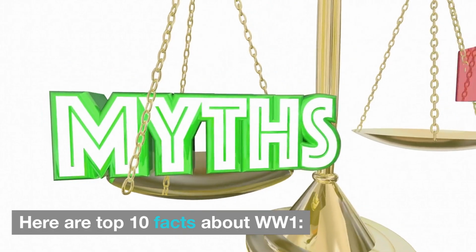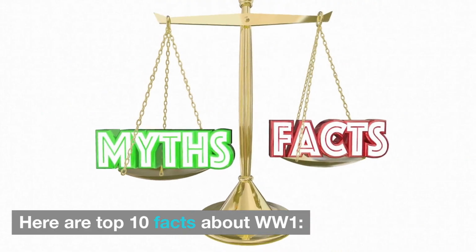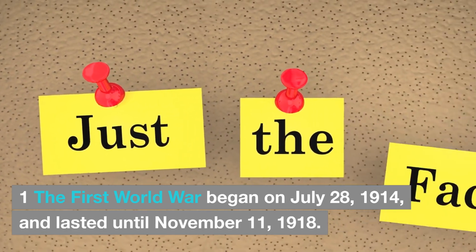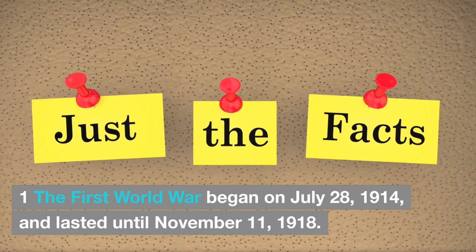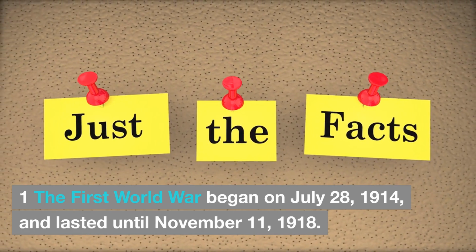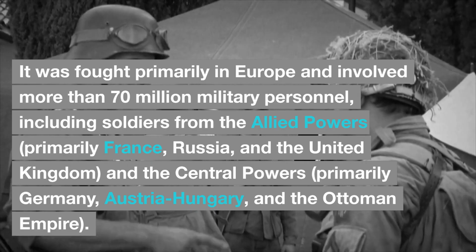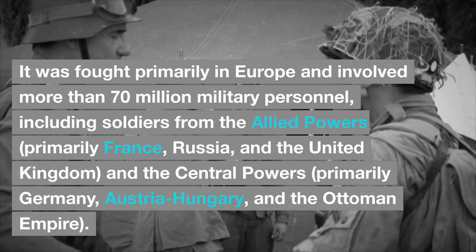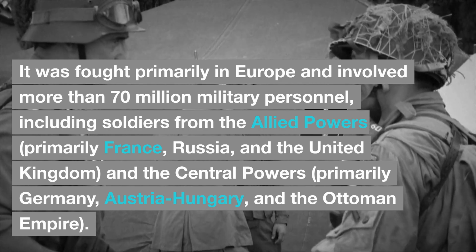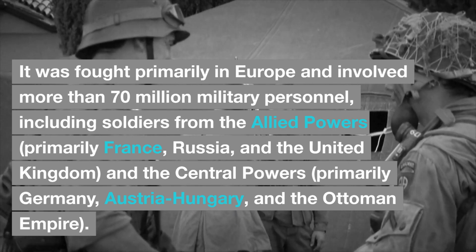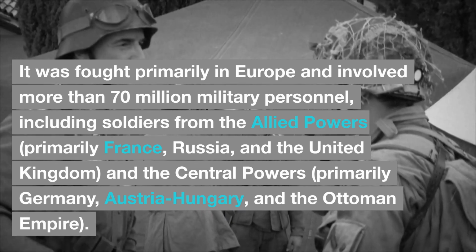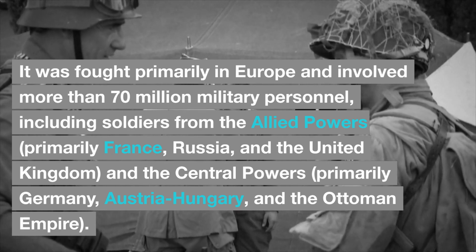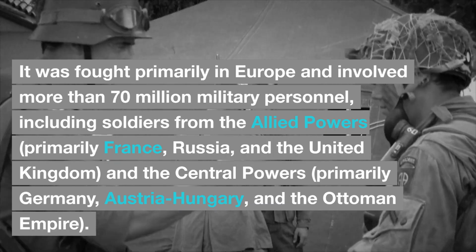Here are top 10 facts about World War I. 1. The First World War began on July 28, 1914, and lasted until November 11, 1918. It was fought primarily in Europe and involved more than 70 million military personnel, including soldiers from the Allied powers, primarily France, Russia, and the United Kingdom, and the Central Powers, primarily Germany, Austria-Hungary, and the Ottoman Empire.